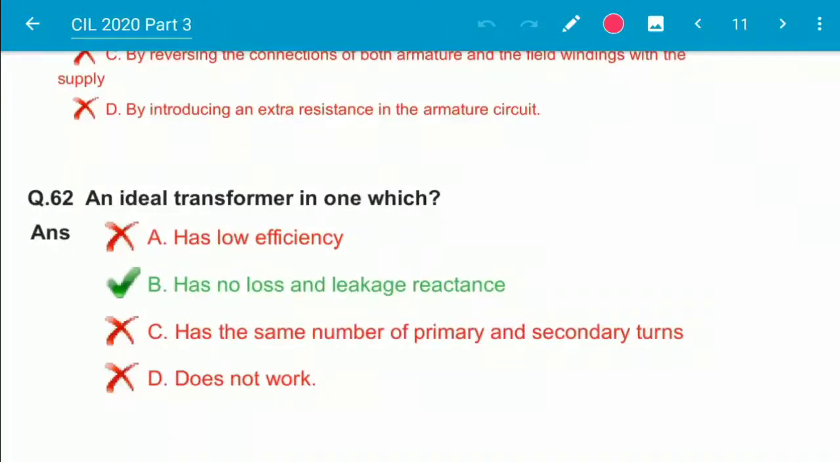Question number 62, an ideal transformer is one that has low efficiency, has no loss and leakage reactance, has the same number of primary and secondary turns, does not work. This is: has no loss and leakage reactance. This is the definition of an ideal transformer.